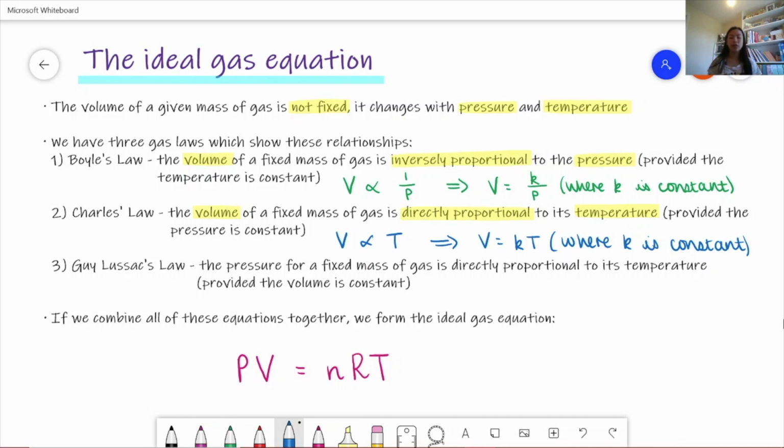And so the third gas law we have is Gay-Lussac's law. And he stated that the pressure for a fixed mass of gas is directly proportional to its temperature, provided the volume is constant. So this time we have that the pressure is directly proportional to the temperature. So we can write this as a capital P, then the proportional symbol, and then a capital T. And so again, we can form an equation where P is equal to a constant multiplied by the temperature. And this is again where K is constant.